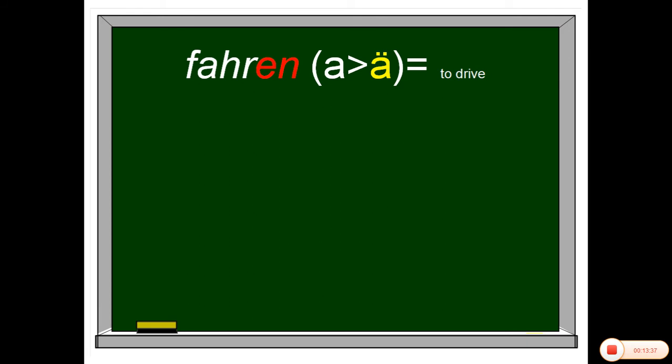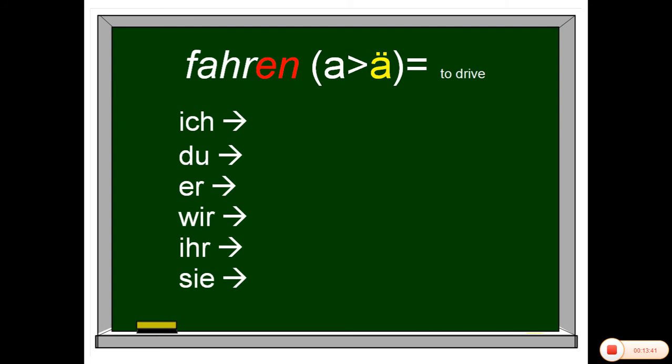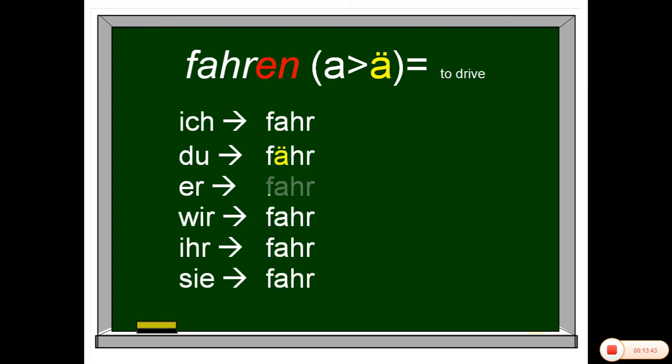Fahren, where A changes to Ä, and that means to drive. Ich fahre. Okay, now we have it. Ich fahre. Du fährst. Sie fährt. Wir fahren. Ihr fahrt. Sie und Sie fahren. Only du and er/sie/es forms you need to change.